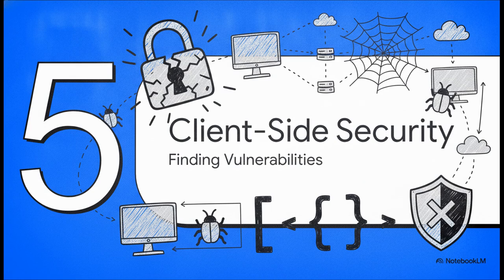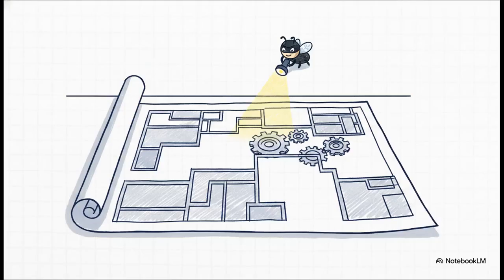All right, Section 5, Client-Side Security Challenges, Inspecting for Vulnerabilities. Now, there is a serious catch to this whole SPA model. Because all of this complex framework code gets shipped directly to the user's browser, you are essentially leaving your building's blueprints just sitting out in the open lobby. Anyone can look at them.